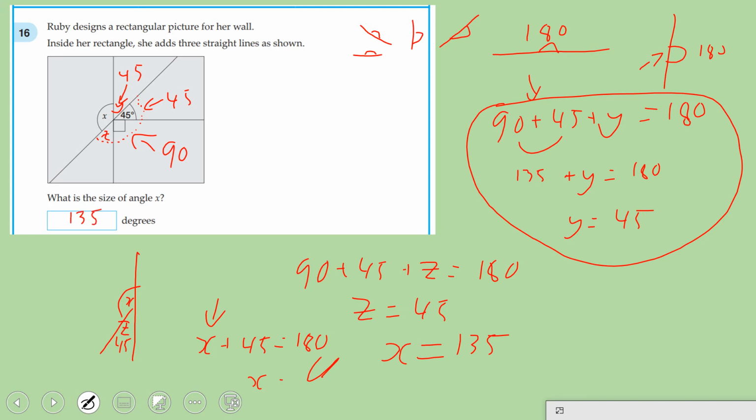Again, this looks a little bit messy, but it's fairly straightforward if you know that a straight angle will be 180 degrees and that you know that that square equals 90. That's the right angle square. Okay, once you solve that, everything else is fairly straightforward.